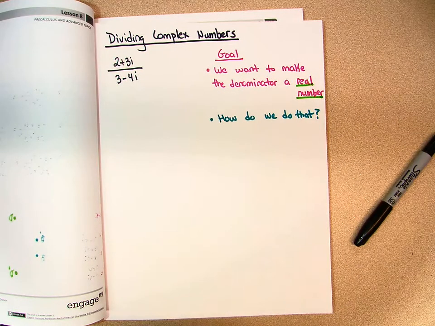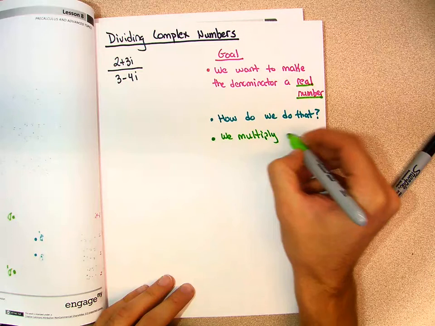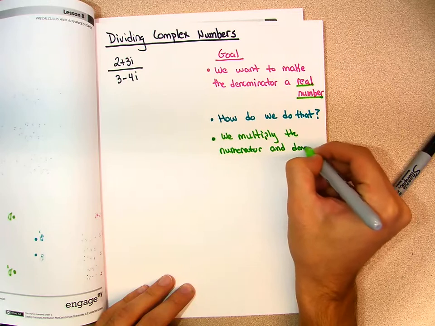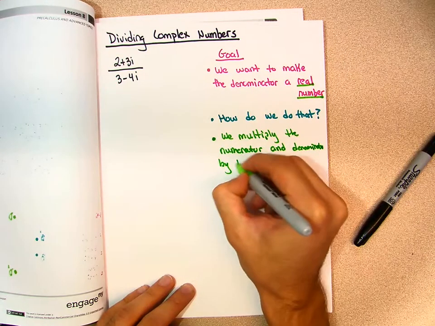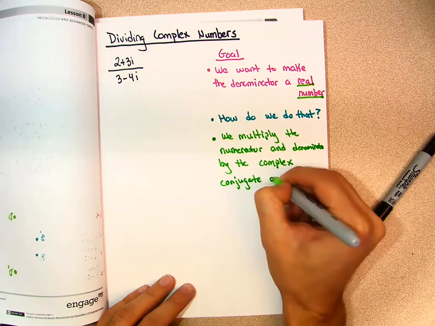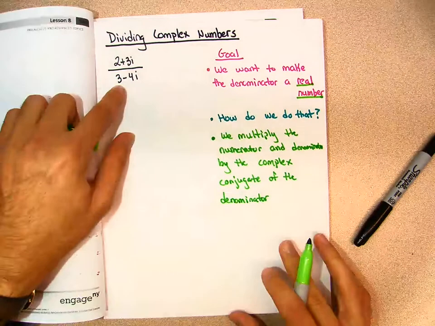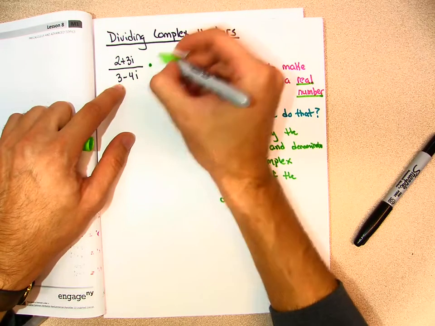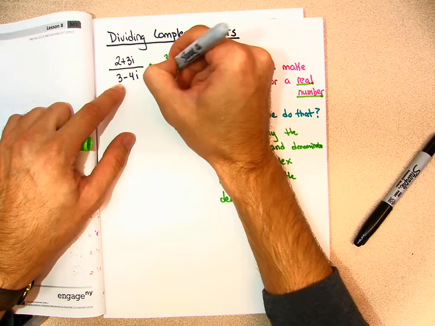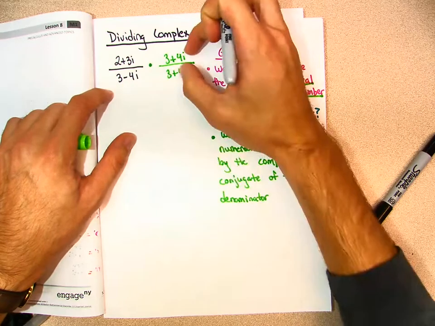And if you're coming back to see how it's done, we multiply the numerator and denominator by the complex conjugate of the denominator. Okay, so let's just take a look at this. Here, this 3 minus 4i is annoying. So what we want to do is multiply the top and the bottom by 3 plus 4i. You are taking the complex conjugate of 3 minus 4i and multiplying it by this.